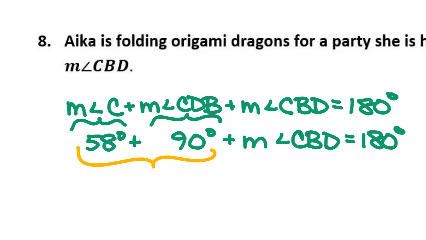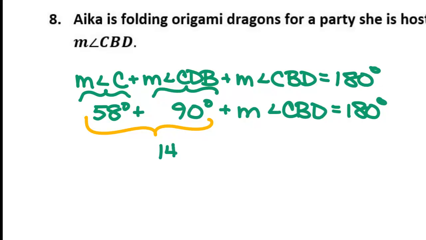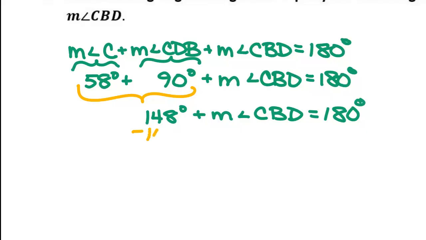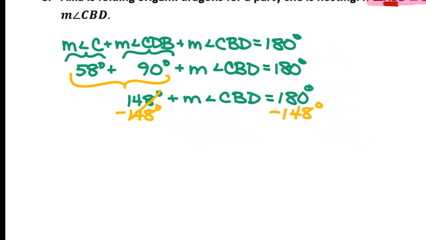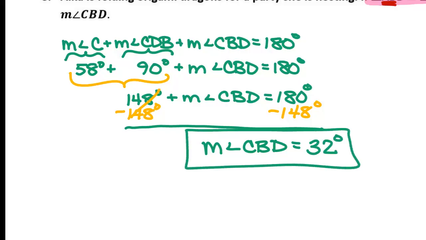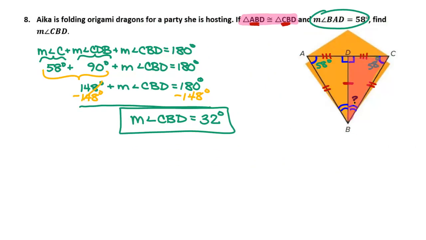Combine my like terms together. What do I get when I combine 90 and 58 together? 148. So I have 148 plus the measure of angle CBD, and that's equal to 180. Then I subtract 148 from both sides. How big is CBD? 32 degrees. The measurement of angle CBD is 32 degrees. Nicely done.